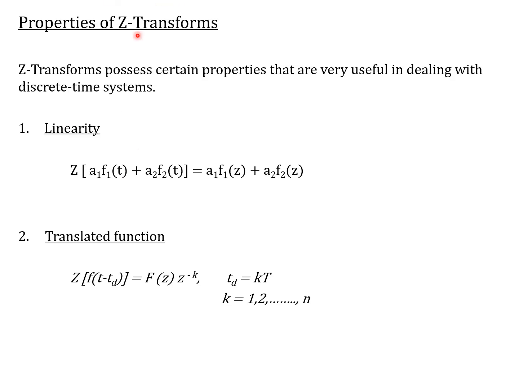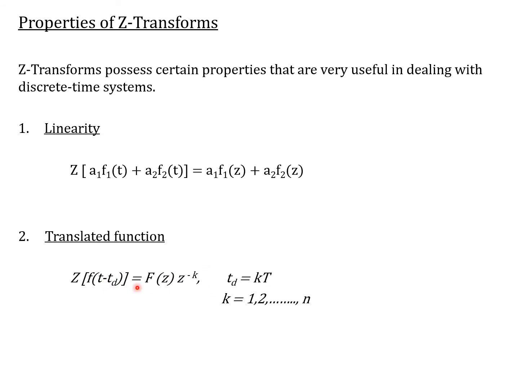So the properties of Z, just as before in S, we've got a few similar properties. They are linear properties. The Z transformation of a1 f1 plus a2 f2 is just a1 times the Z transformation of f1 plus a2 times the Z transformation of f2. We have a translated function, meaning a function delayed by Td time. It's just F(z) times z to the minus kd, which represents the delay.